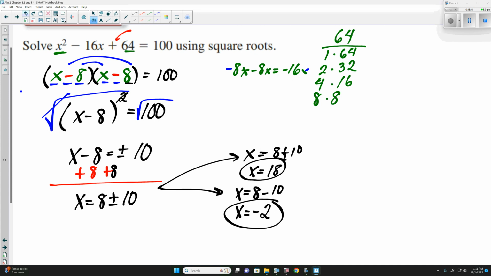Questions on this here? Why didn't you just add the 8 to the other 10, or to the 10 on this side? Because this 10 is not just 10. It is positive 10 and negative 10. It is both of them at the same time. So instead of splitting up when they took the square root as x minus 8 equals 10, x minus 8 equals negative 10, writing it as two separate statements, the plus or minus lets us write it as one statement.